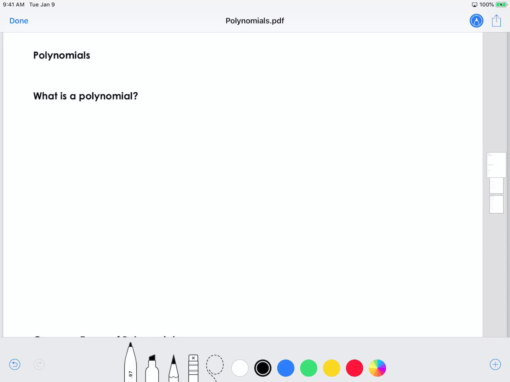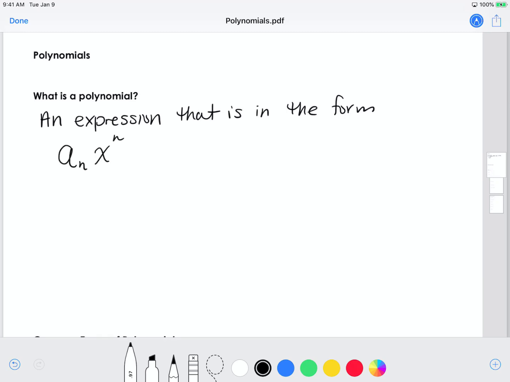In this lesson, we're going to discuss polynomials. So first, let's talk about what a polynomial is. A polynomial is an expression that's in the form a sub n x to the n plus a sub n minus 1 times x to the n minus 1 plus, and then you have terms in between, and it goes all the way down to a1 x to the first plus a0. Now the a's are the coefficients of the x's.